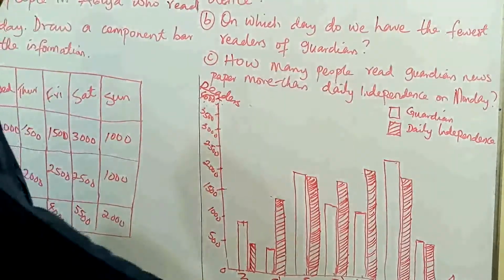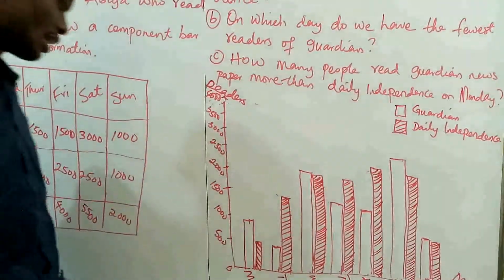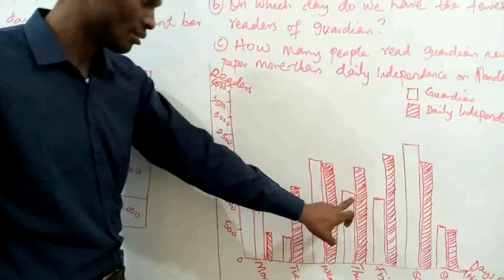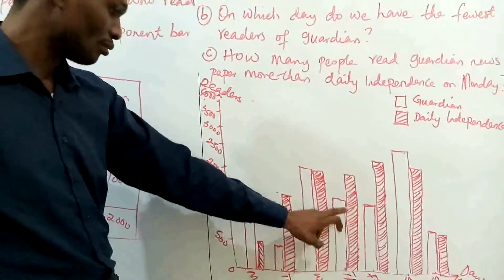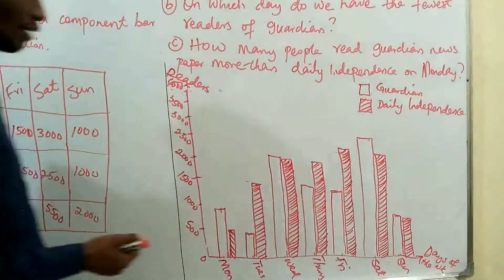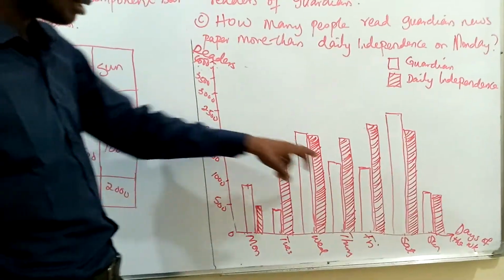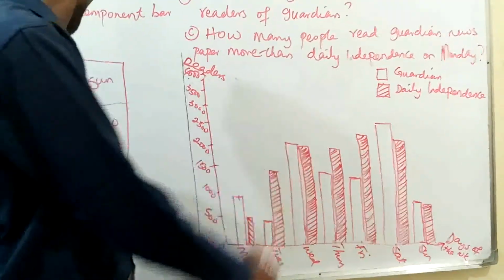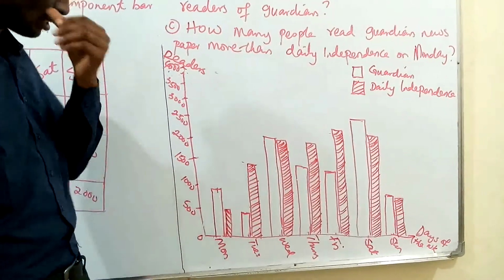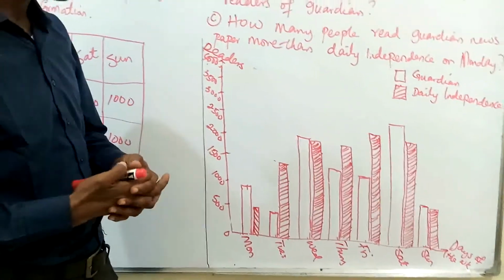Thursday we have 1,500 for Guardian and we have 2,000 for Daily Independence. For Thursday we have our unshaded bar for Guardian and shaded bar for Daily Independence. Friday we have 1,500 for Guardian, then 2,500 for Daily Independence. Saturday we have 3,000 for Guardian and 2,500 for Daily Independence. Then Sunday we have 1,000 both for Guardian and Daily Independence.